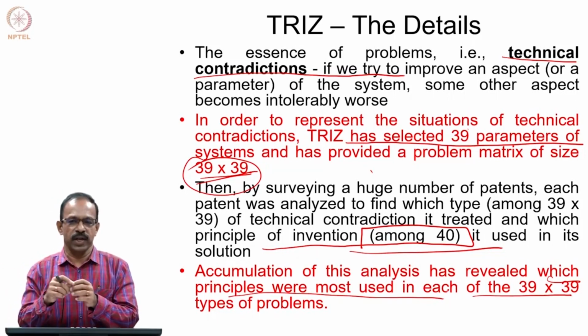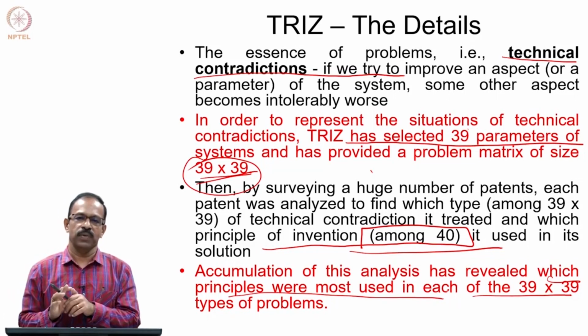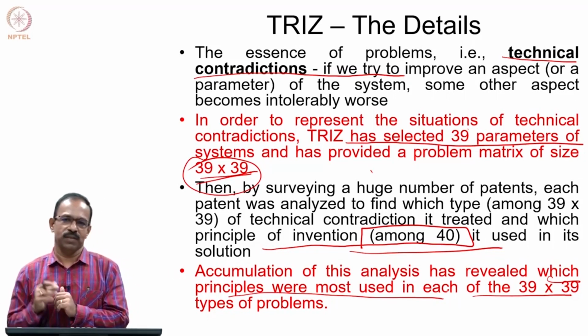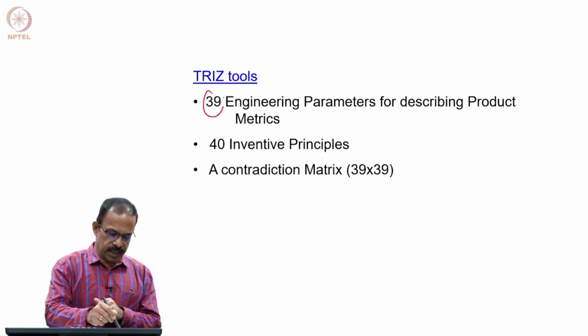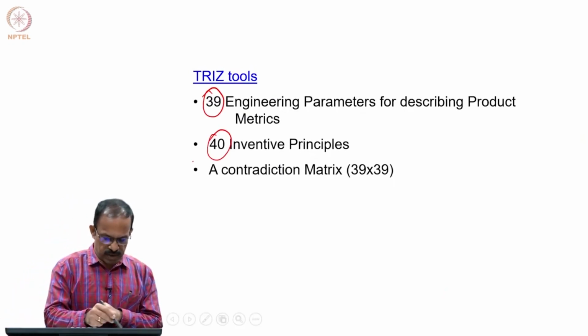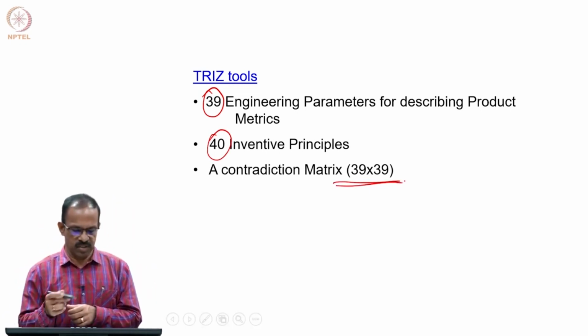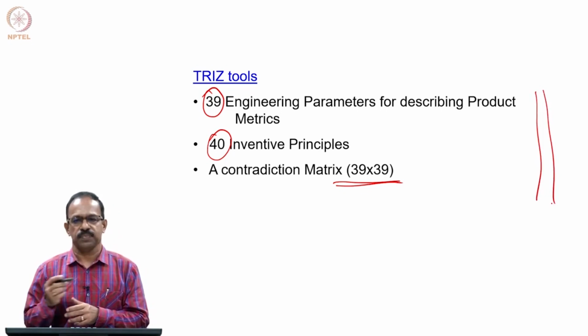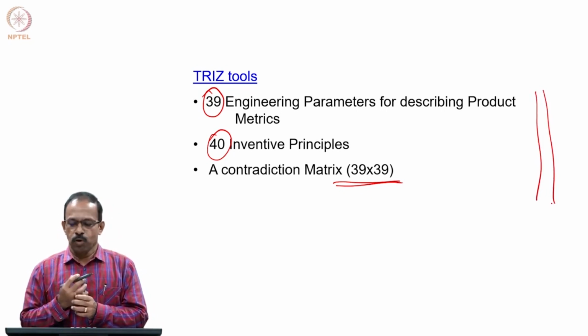So it will not give you a direct solution, it will tell you what kind of design principles can be used to solve it, and then you search for it and get the solution. That is the TRIZ methodology. Okay, so 39 engineering parameters, 40 inventive principles and a contradiction matrix of 39 by 39. So this is the TRIZ methodology. I hope you understood this.